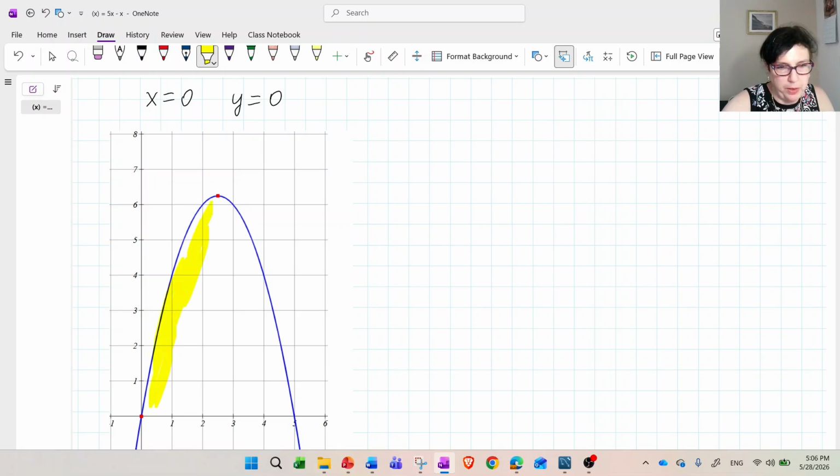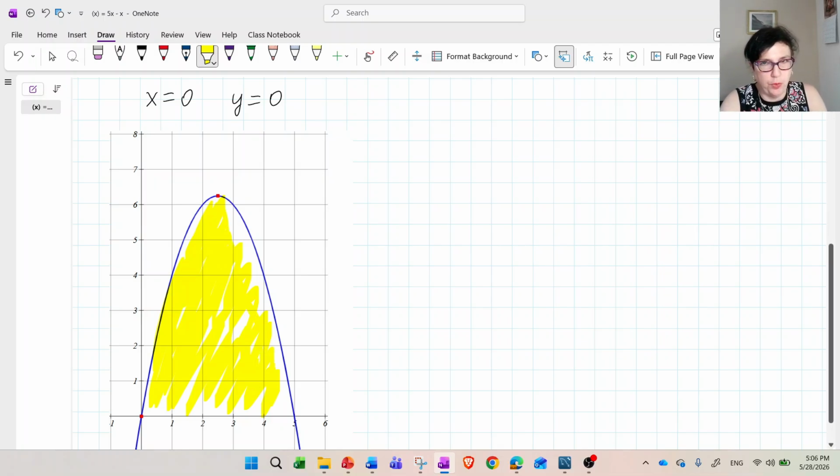So it's bounded by 5x minus x squared and the x-axis, right? And again, normally when you want to do the rotation with respect to y, if you're using the washer method, you need to know how to express x in terms of y.